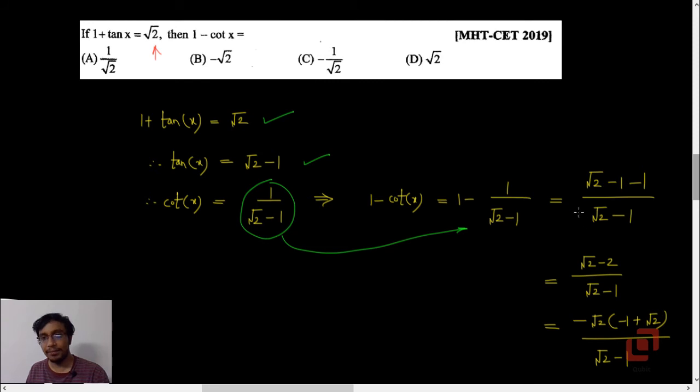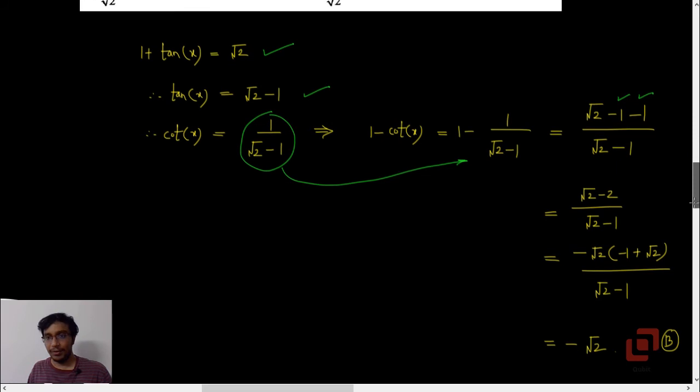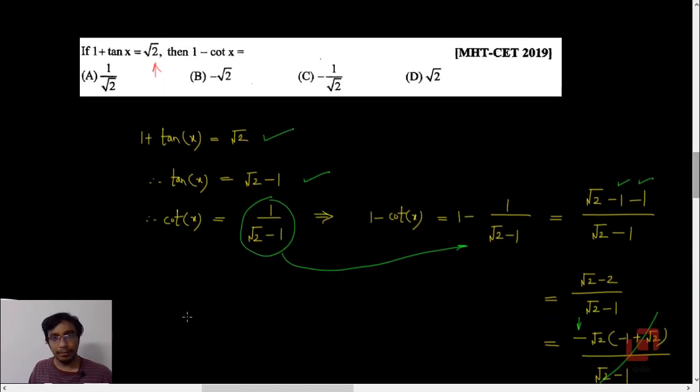Take LCM. That will be root 2 minus 1 minus 1 upon root 2 minus 1. Now add these two. So root 2 minus 2 upon root 2 minus 1. Take minus root 2 common. You will get 1 minus, I have taken minus root 2 common, so it will be minus 1 plus root 2. These two things will go. You will eventually get minus root 2, option B.